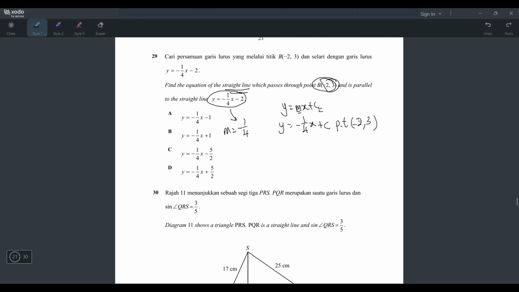And remember this point, you can use any point, just make sure the line passes through. If the point passes through, then you can substitute already. So make sure you substitute x = -2, y = 3. And the moment you substitute, you can find your c already.